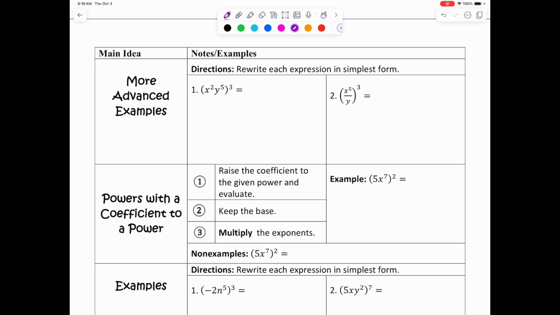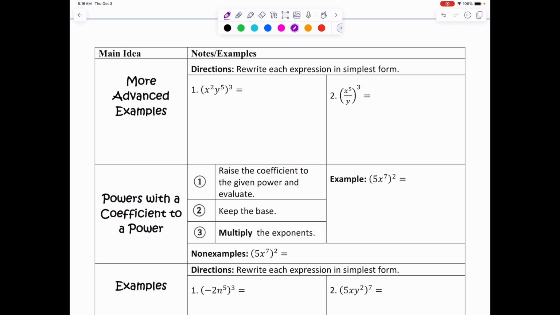So now let's move on to our more advanced examples. Here we will rewrite the expression in simplest form. So I picked only variable bases here. There's no need to evaluate. So in number 1, what makes this more advanced is you don't have just one variable or one numerical base. You have 2 different ones.